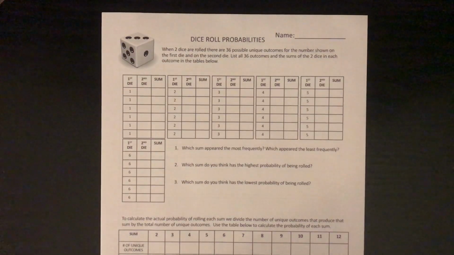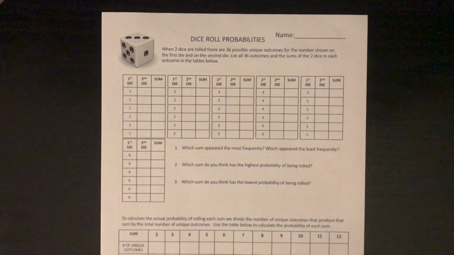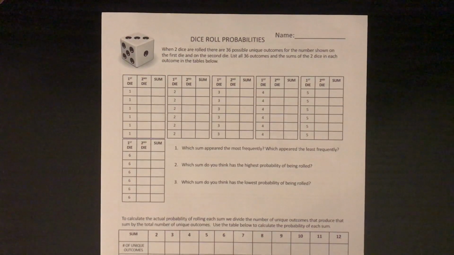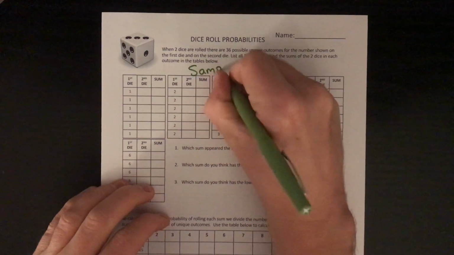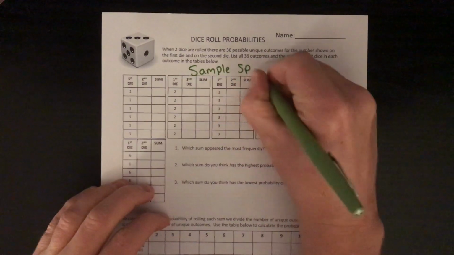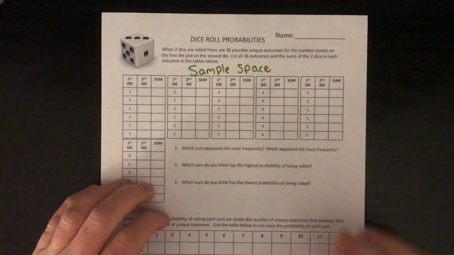And so the first step in getting this theoretical probability is listing out, sorry, I know it's an annoying sound I'm making right now. The first step in getting this theoretical probability is listing out the sample space. That's what we're gonna do in all these tables that I have in this sheet in front of me. If we were in the classroom, you'd be filling this out.